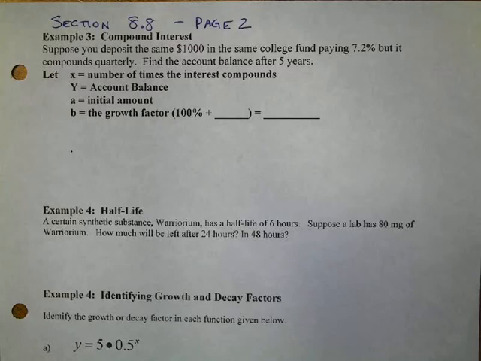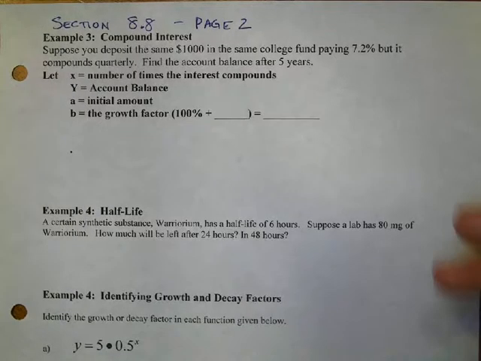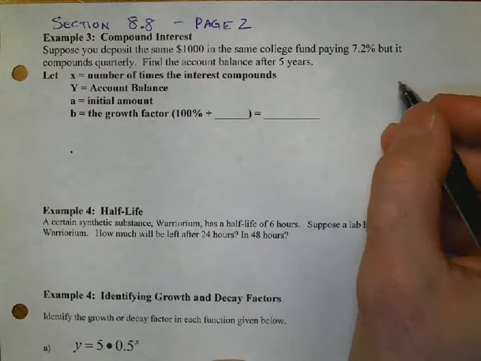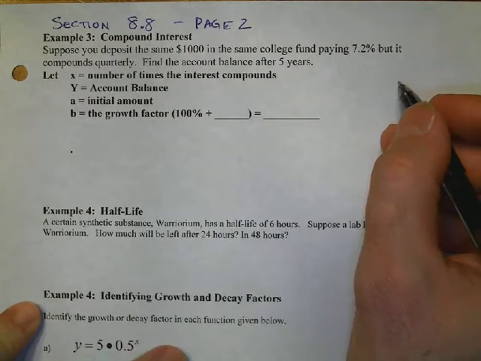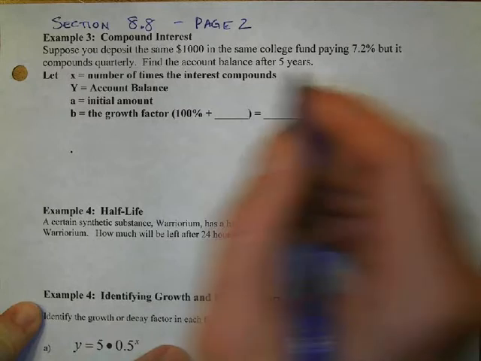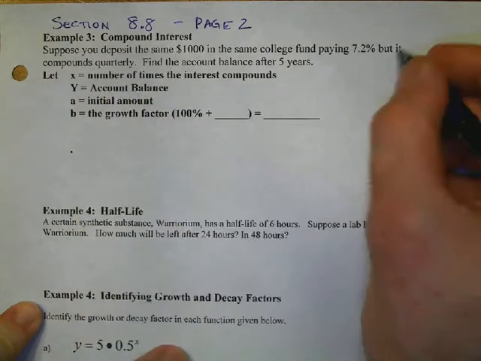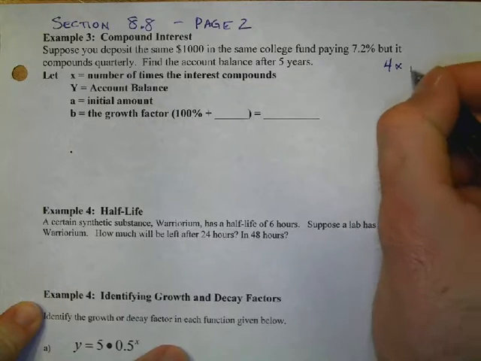This is section 8.8, second half of that on page 2. We're still talking about geometric sequences and exponential functions. We have compound interest with a second scenario. On page 1 we talked about compounding annually. Now we're compounding quarterly. That's 4 times per year.